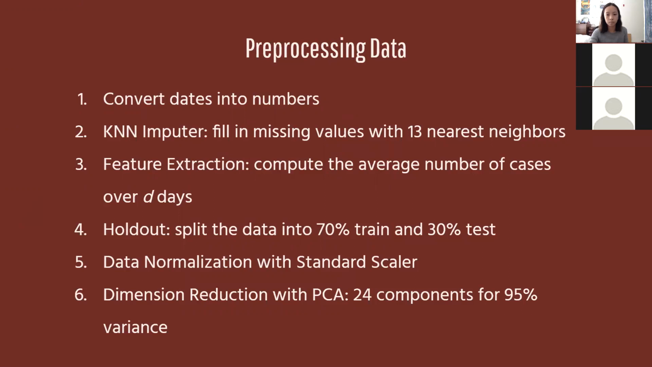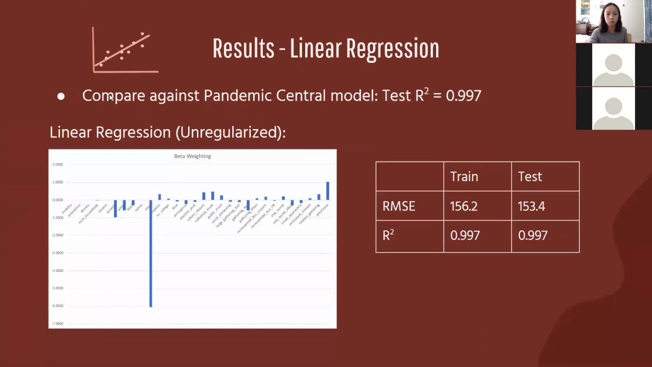We then created a new feature by computing the average number of cases over d days. In our preliminary results, we used d equals 7. We then split our data into 70% training data and 30% testing data, and normalized the data with standard scaler. Finally, we did dimension reduction with PCA, keeping 95% variance with 24 components.